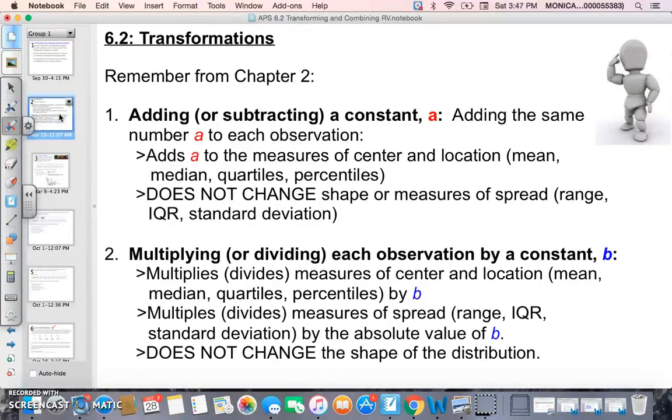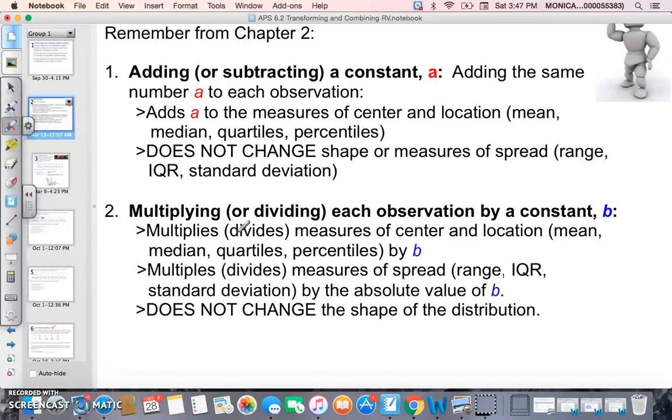So let's remember back from chapter 2, when you are adding or subtracting a constant, which means you're adding the same number to each observation. So if I said I was going to curve your test by adding 10 points, then you're adding 10, or the constant a, to the measures of center and location. So the mean, median, quartiles, and percentiles. It's not going to change the shape or measures of spread. It's just going to change the location.